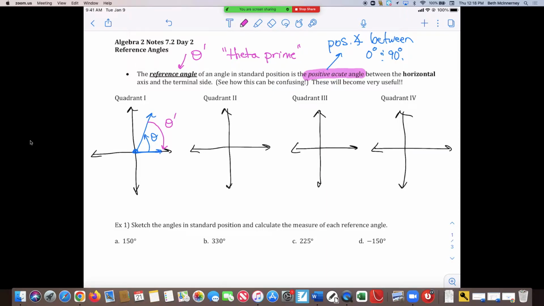So in the first quadrant, theta prime is theta. The reference angle equals the angle. It is itself.